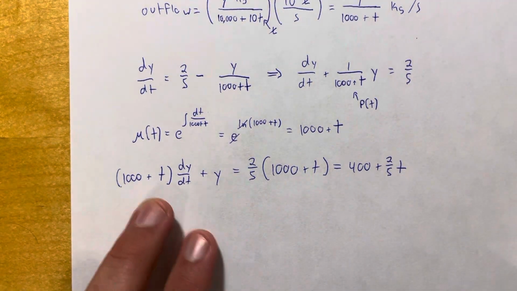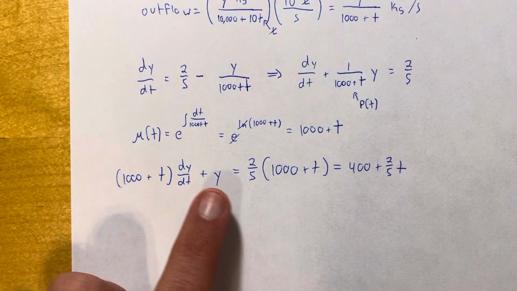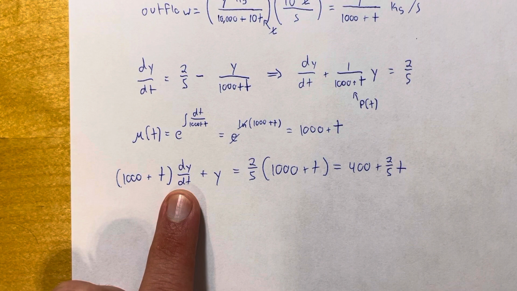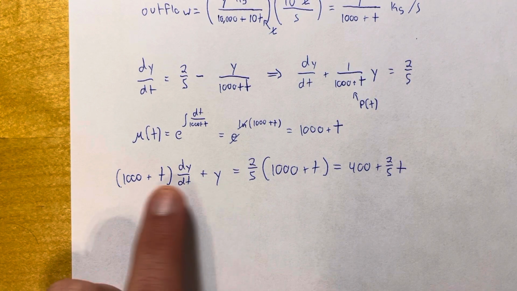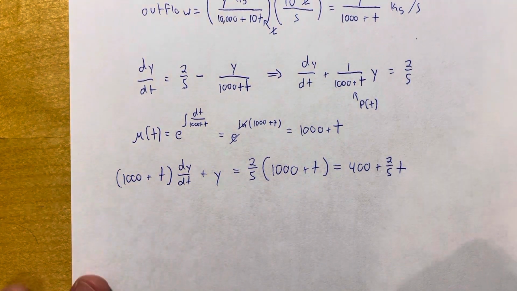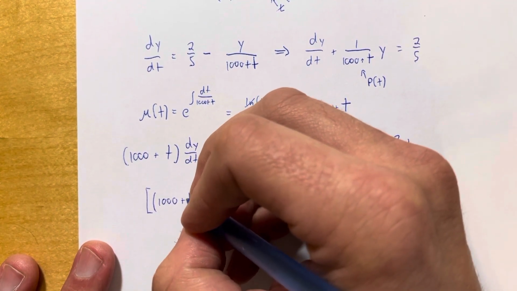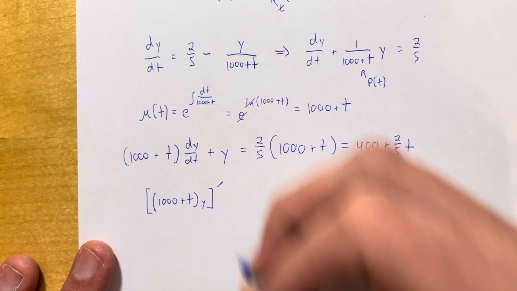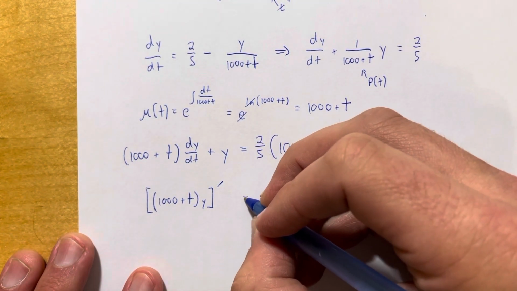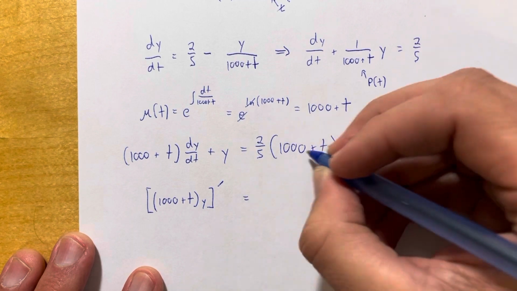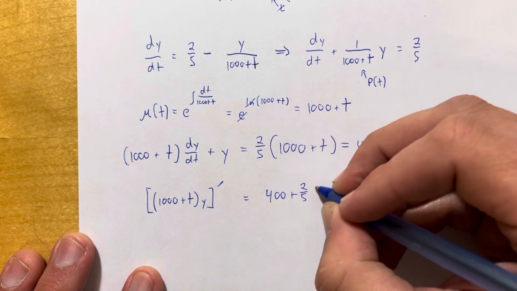So now I want to represent this as a derivative, and remember, if this is y and that's dy/dt, then I'm thinking of this as mu, which means I'm multiplying this y by the derivative of that. And the derivative of this is just 1, which is what I see in front of that y. So I can write this as 1,000 plus t times y, and then all of that prime, because again, that's like the product rule. And I set that equal to this expression here. So 400 plus 2/5 t.